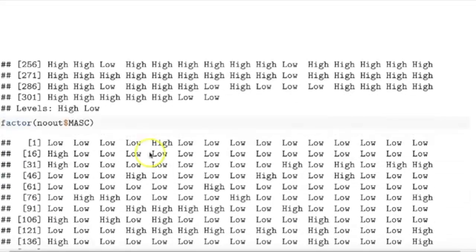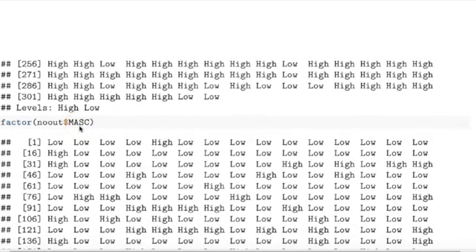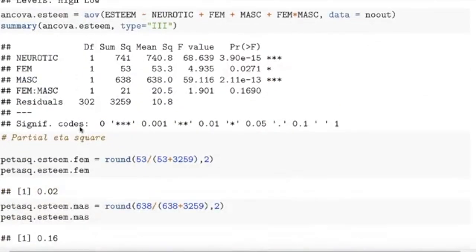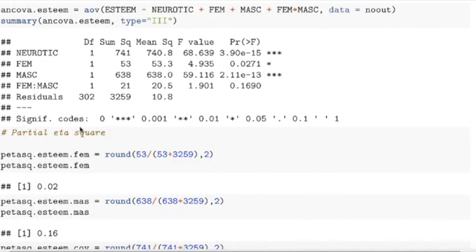Just fast forward. And I did it again for masculinity. And again, it gave me this really ugly looking output. But after that, we can look at our ANCOVA.